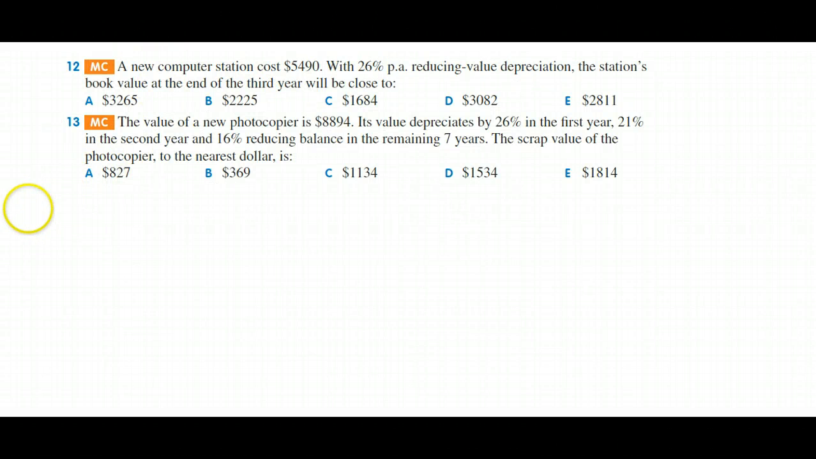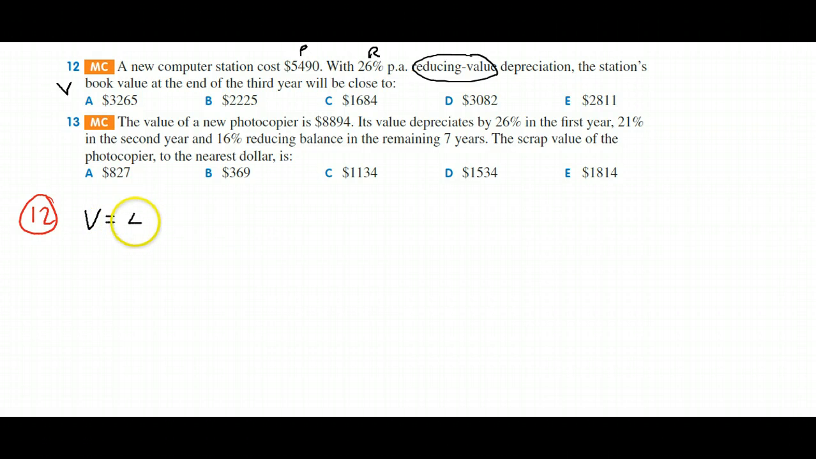Okay, in these two questions, they're multiple choice, but we'll work them out the same way anyway. The new computer station costs $54.90, depreciating 26% per annum, so we've got R and we've got P, and we've got reducing value depreciation, which I guess is another way of saying reducing balance. And the station's book value at the end of the third year will be close to, so we're after book value V. So it seems clear we've got to use the reducing balance equation.